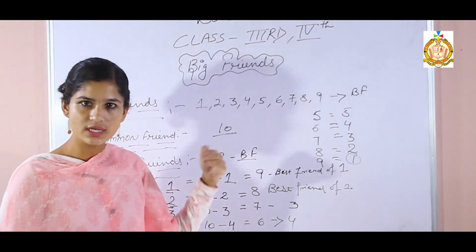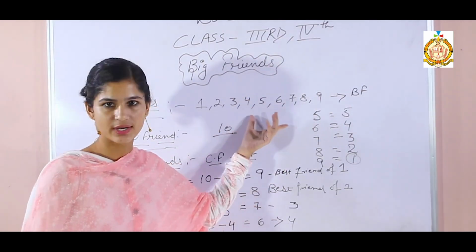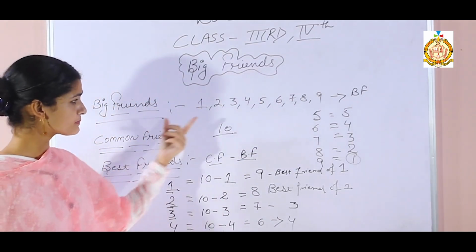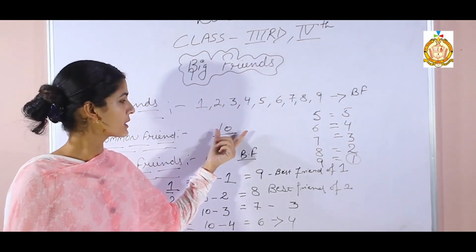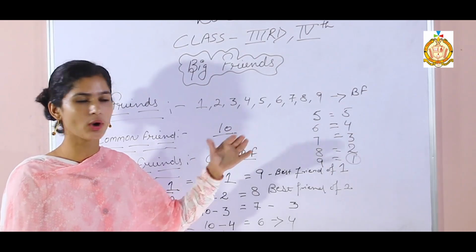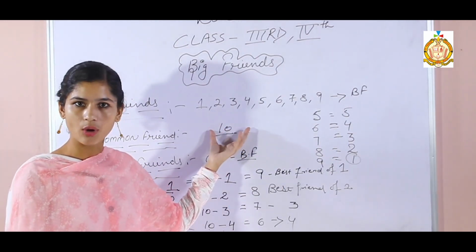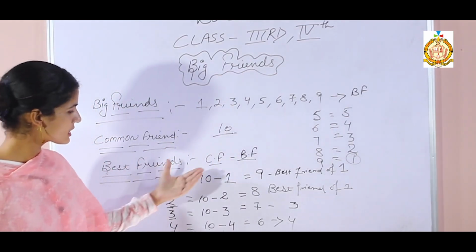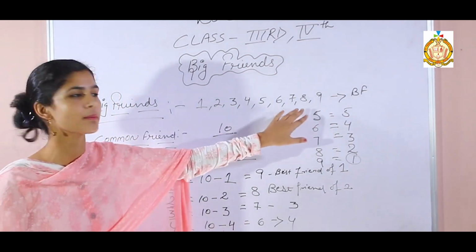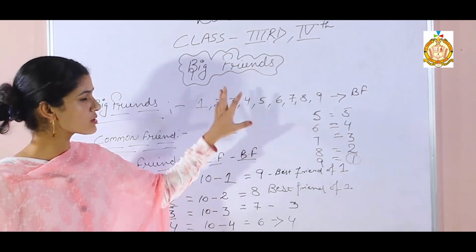10 के अंदर कौन से नंबर्स आते हैं, वो नंबर्स हमारे बेस्ट फ्रेंड्स हैं. कॉमन फ्रेंड कौन सा है? 10, the last big, the remaining number, because we are talking about 10 numbers here in big friends. So 10 is our common friend. So best friends कौन से हैं? Every 9 numbers is having best friends. Okay, this is all about the best friends.